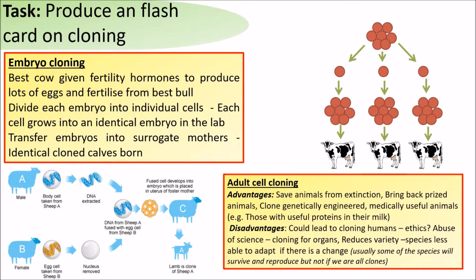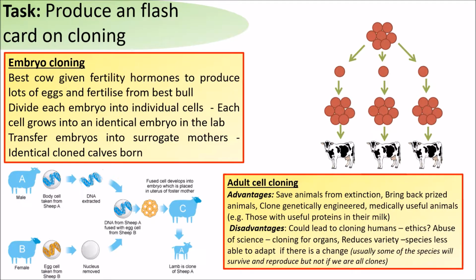The second type of cloning is where the DNA, so the nucleus, is extracted from a sheep that you want to clone, for instance. An egg cell is extracted from a donor sheep. The nucleus in the egg cell is removed. The nucleus from the sheep that you want to clone is put into it. It's given a small electric shock which causes it to fuse together.